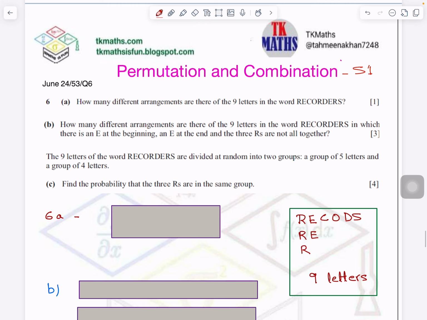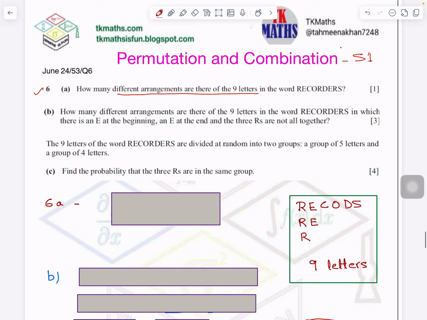In today's video, we will solve a question on permutation and combination, which is a part of the syllabus of A-level Mathematics S1. This question is taken from June 24, variant 5.3. Let's see the question. Part A. How many different arrangements of the 9 letters in the word RECORDERS are possible? So this is a very simple, straightforward question.